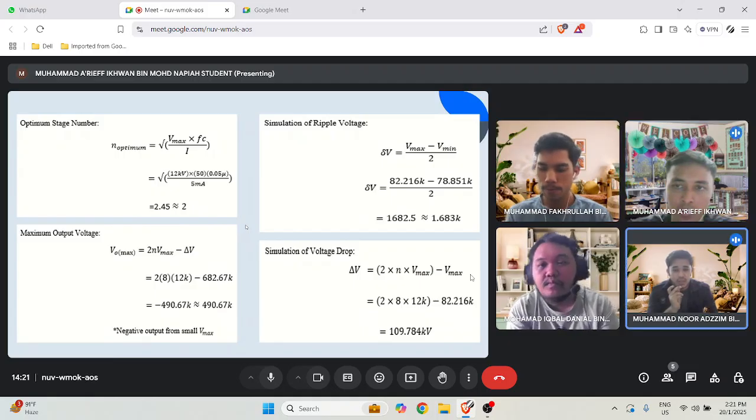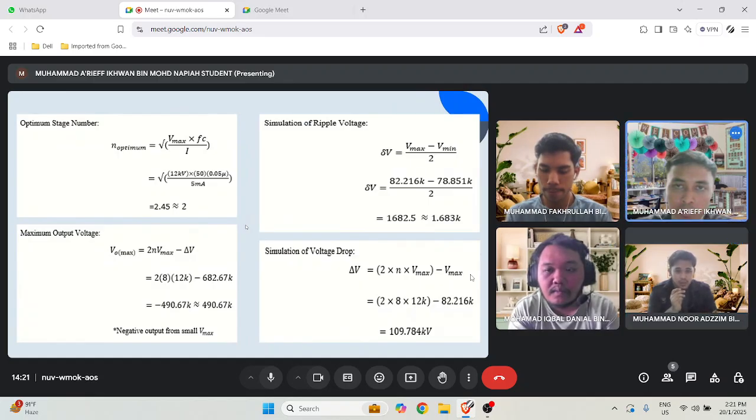Vmax minus Vmin over 2. In order to get Vmax and Vmin, we need to get them from the simulation result. Based on the simulation result, Vmax is 82.216K minus Vmin 78.851K, divided by 2, and we will get 1.683K.